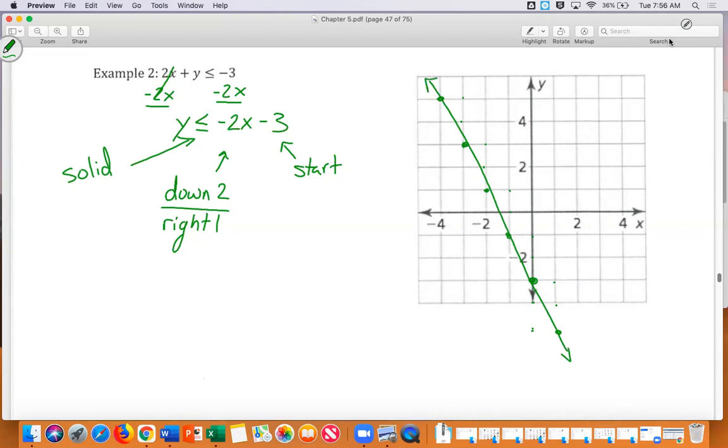Now I can either use the test point method of plugging in 0, 0, which I actually like doing better in this case, because if I made a mistake in solving for y, at least I'll shade hopefully on the right side of the line. Either you're shading above the line or below the line. So we take the test point of 0, 0 and plug it into the original equation. Is 2 times 0 plus 0 less than or equal to -3?